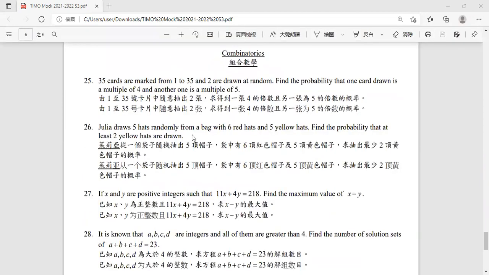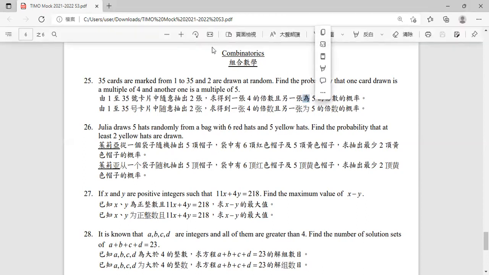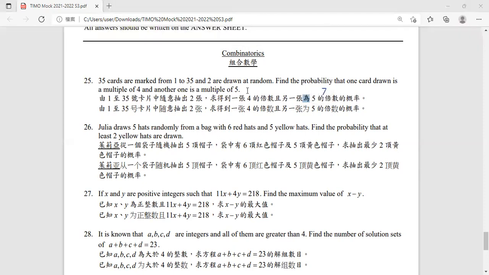Now, 35 cards are marked from 1 to 35, and 2 are drawn at random. Find the probability that one card drawn is a multiple of 4 and another one is a multiple of 5. For multiples of 5, there are 7 cards. For multiples of 4, there are 8 cards.